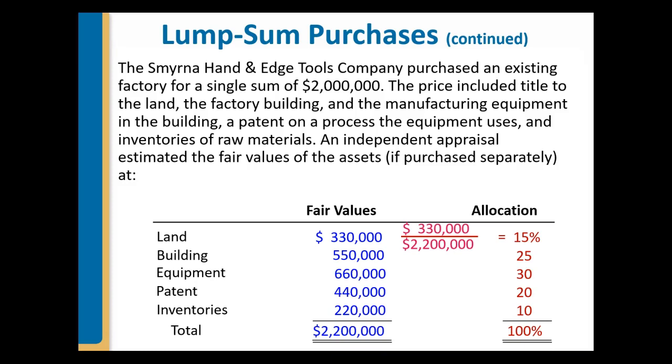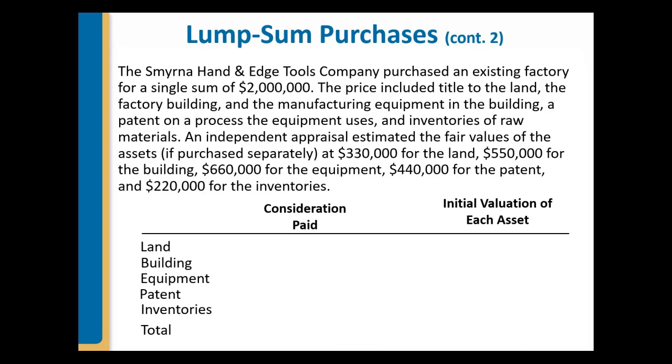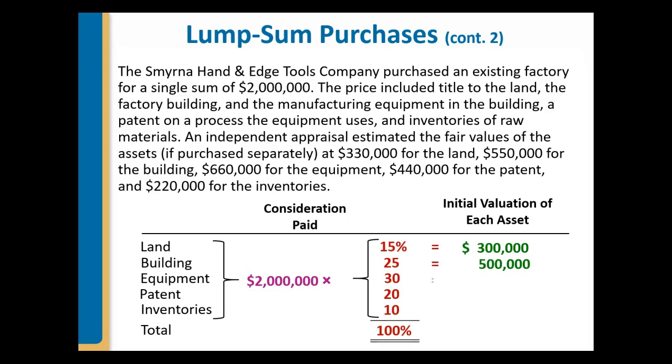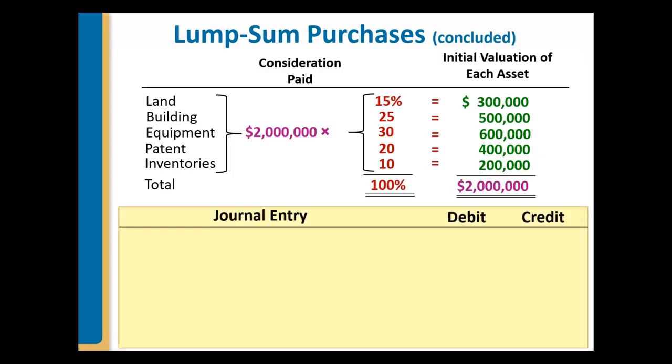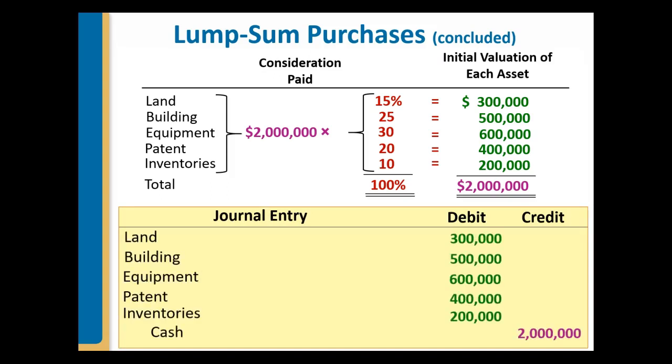So with land, if the land's fair value is $330,000, if we divide that by 2.2 million, we come up with 15% of the total. The building, 25%. Equipment, 30%, patent, 20%, and inventories, 10% of the total. The relative fair value percentages are then multiplied by the lump sum purchase price to determine the initial valuation of each of the separate assets. Note that the lump sum purchase includes inventory. The procedure used here to allocate the purchase price in a lump sum acquisition pertains to any type of asset mix, not just to property, plant, and equipment and intangible assets.